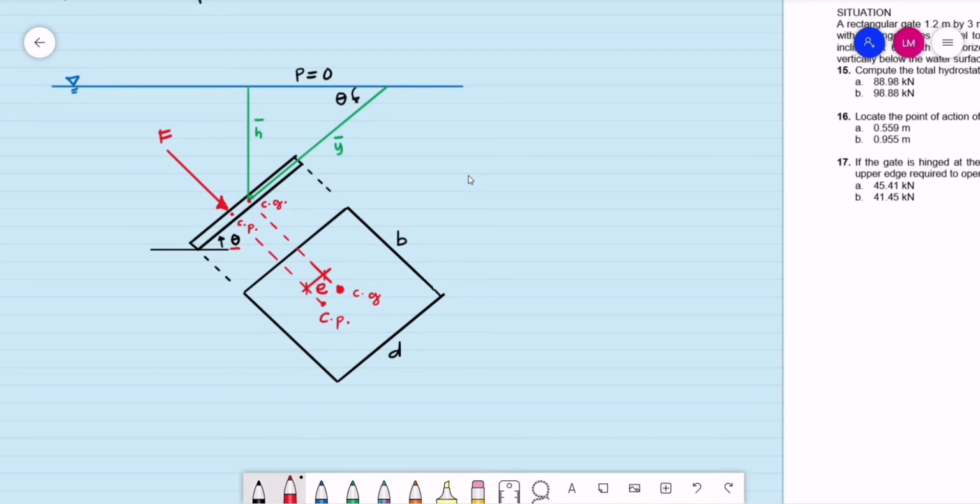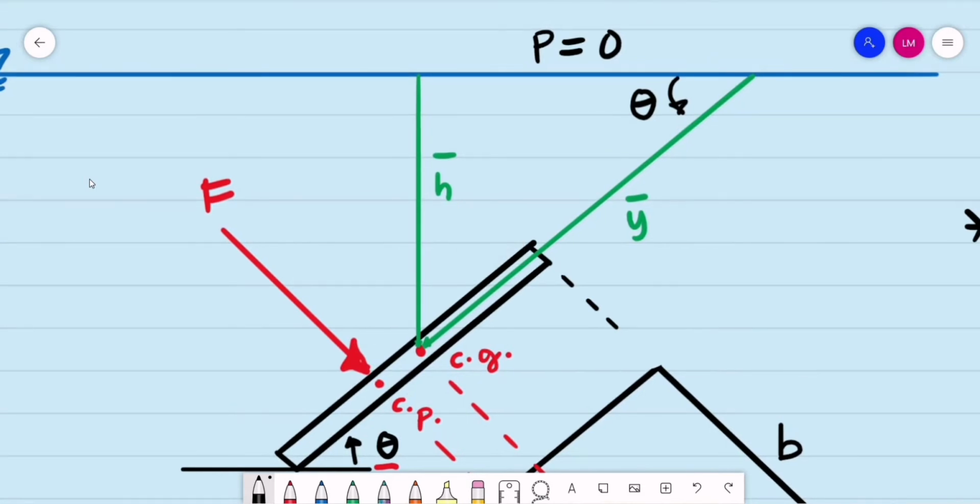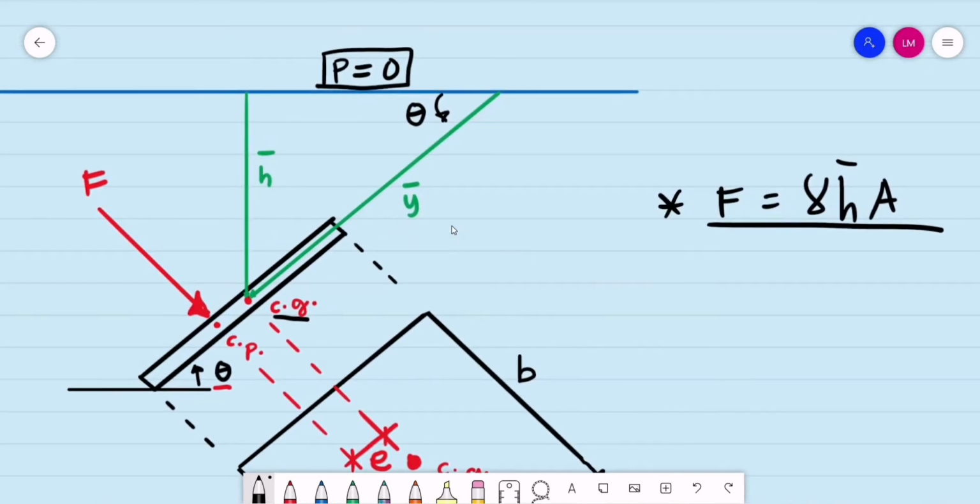Okay, pareho pa rin dun sa vertical surface. Ito yung hydrostatic force is equal to the gamma, unit weight of the liquid, multiplied by the bar H times the area. Applicable pa rin ito, as long as kailangan lang nating illocate yung center of gravity from the free surface, considering yung free surface ulit ay zero pressure. So, meron tayong bagong variable dito. Ito yung bar Y. Yung bar Y naman is yung distance from the center of gravity to the liquid surface with zero pressure along with the inclination of the submerged plate.